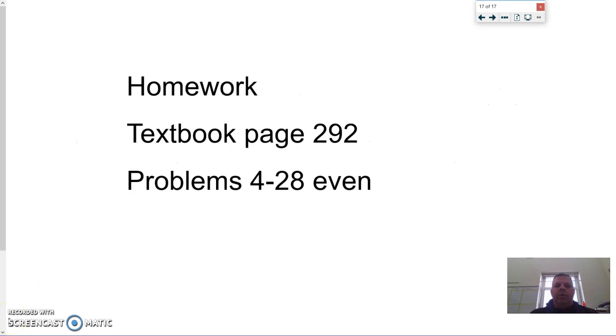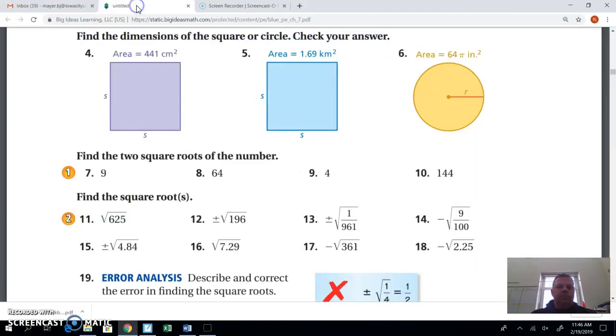At this time, you will have the rest of class period to work on textbook page 292, problems 4 through 28 even. Please make sure you are working on this. This will be turned in tomorrow. I will also be putting the book up, at least part of it, very shortly. So please pause the video while students get to work on that assignment.